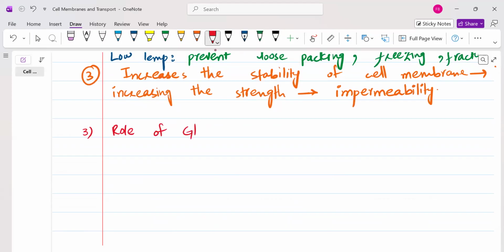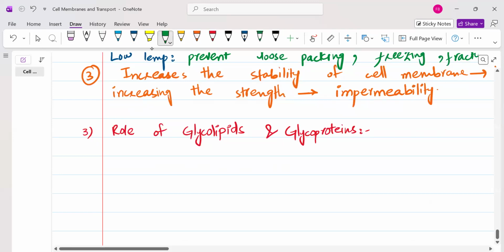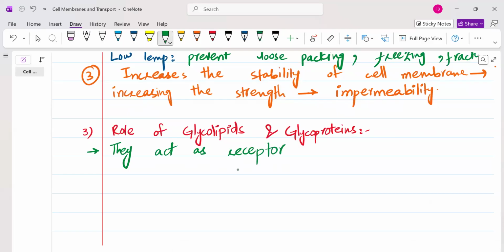Role of glycolipids and glycoproteins. Firstly, as we have discussed, they act as receptor molecules. Okay, this is the most important function of them. We are not talking about all the functions of glycolipids and glycoproteins. We are specifically talking about their role in the cell membrane. So within the cell membrane, they act as the receptor molecules.